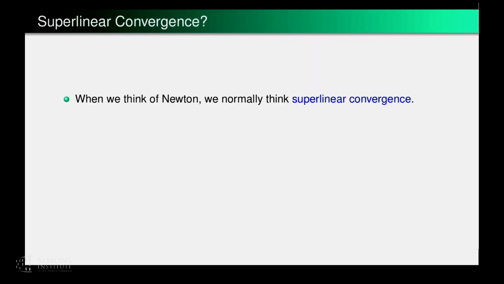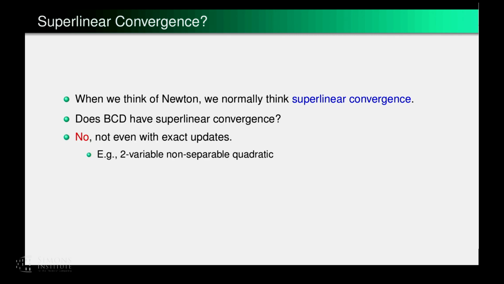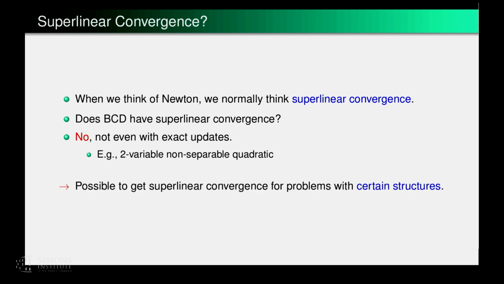So now that we're talking about Newton methods, you should be thinking superlinear convergence. And so you might ask, does BCD have superlinear convergence? And the answer is definitely not. If I give you a 2-variable quadratic function and the off-diagonal is non-zero, you can apply coordinate descent, but it's not going to get superlinear convergence, even though you can compute the exact update.